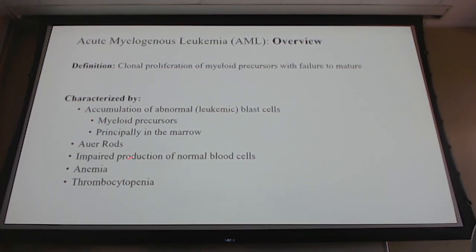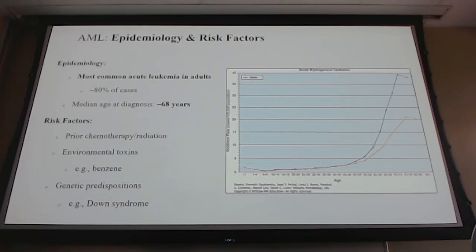Impaired production of normal blood cells. You're also going to see in conjunction with that anemia and thrombocytopenia, so decreased RBC, decreased platelets. There's a nice little trend for AML, right? Median age is 68. With ALL, it's going to be the exact opposite. This is the most common acute leukemia in adults. It's going to be AML.